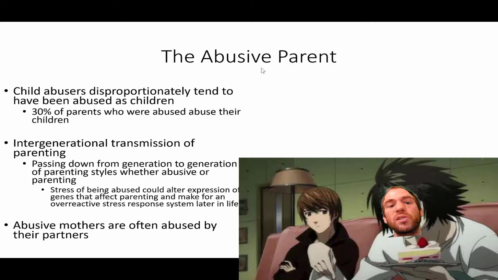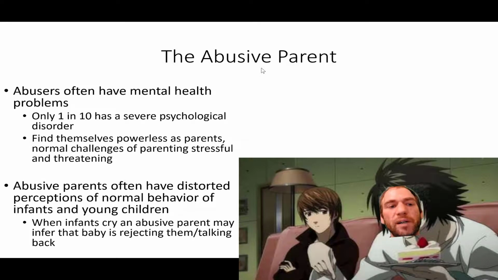And mothers who are abusive are often abused by their partners themselves. So kind of this entire household of abuse taking place and reinforcing each other. The abusive parent: abusers often have mental health problems. However, it's important to note that only 1 in 10 have a severe psychological disorder. Abusers find themselves powerless as parents. Normal challenges of parenting are stressful and threatening. Abusive parents often have distorted perceptions of normal behavior of infants and young children. When infants cry, an abusive parent may infer that the baby is rejecting them and talking back.